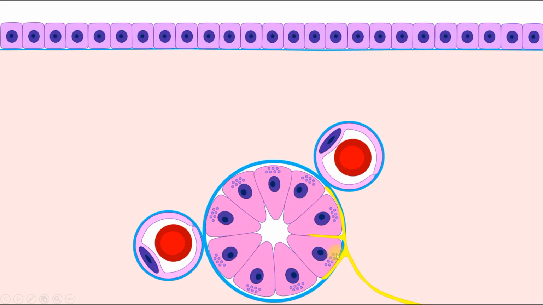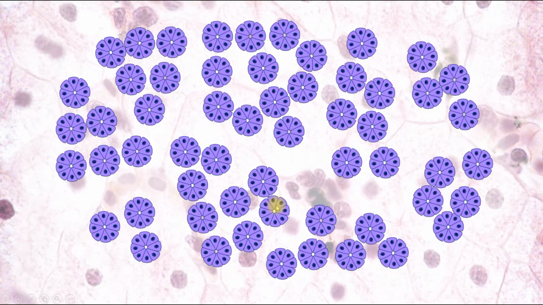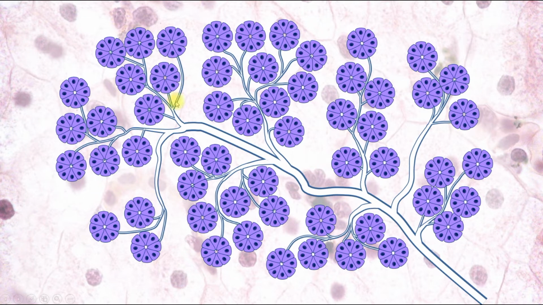So here we can see the typical structure of a secretory unit of an exocrine gland. Here we can see secretory units of the gland, and in an exocrine gland we also have ducts, a branched system of ducts, and there are epithelial structures which form secretory units and also ducts. They are epithelial structures and they are specific in all exocrine glands.